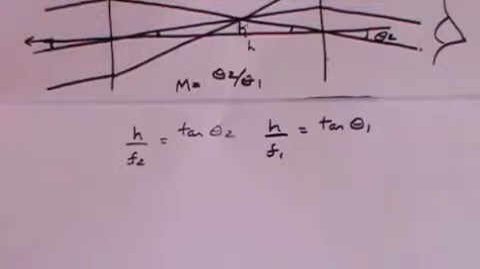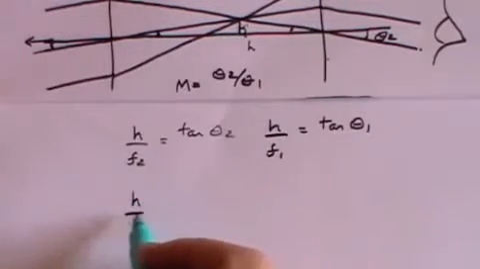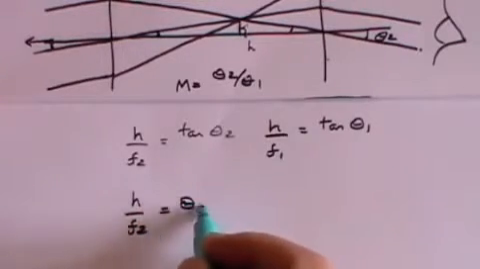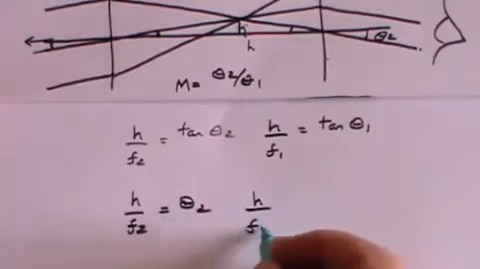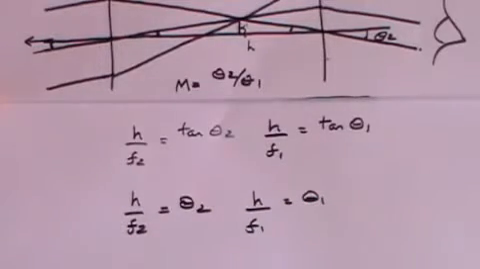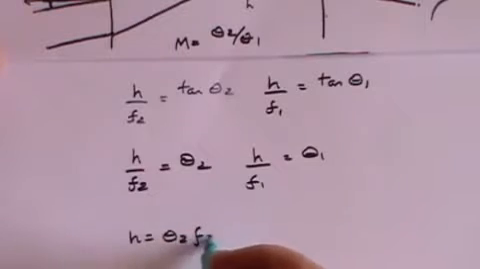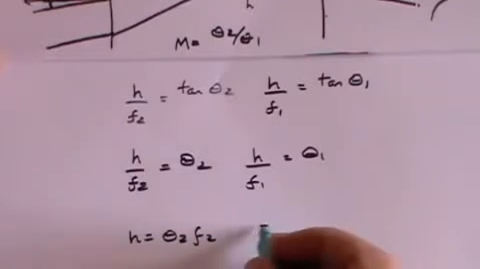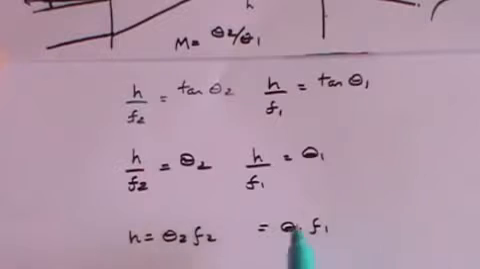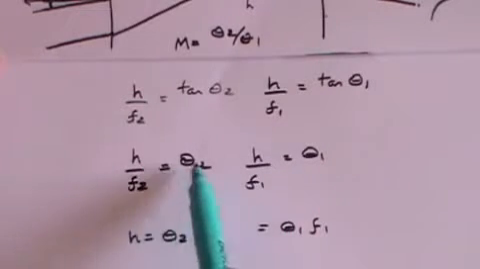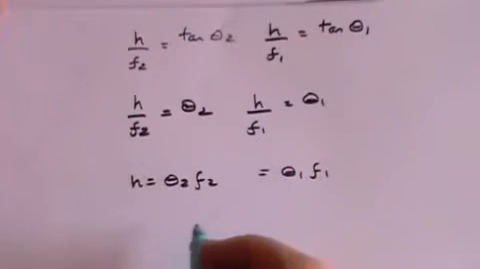Now if theta is very small, which it typically will be, then the tangent of an angle is equal to the angle itself measured in radians. So h over f2 equals theta 2, and h over f1 is theta 1. And so I now can write that h is theta 2 f2, but that also equals theta 1 f1, because h is theta 1 f1, h is theta 2 f2, so these two are the same.